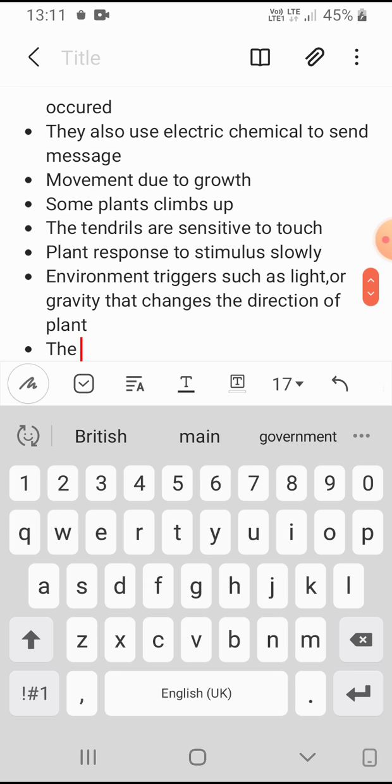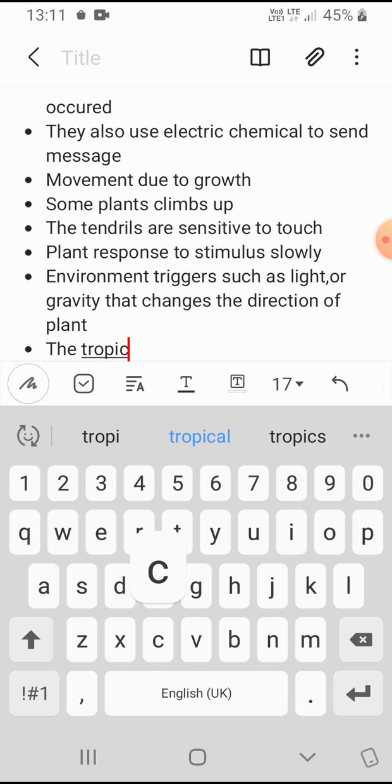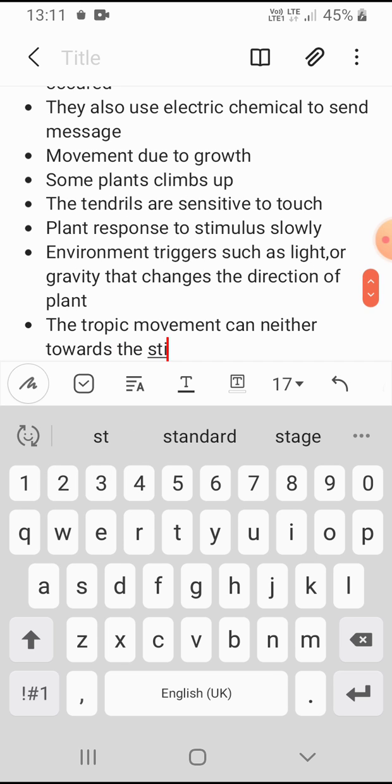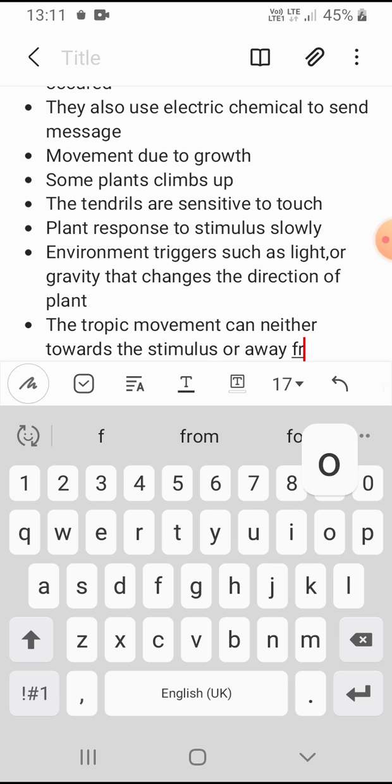So we say tropic, or direction movement. It should be towards the stimulus. So it may be towards the stimulus, or away from the stimulus.